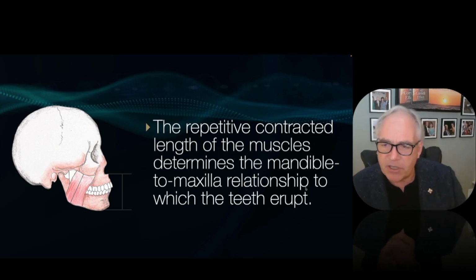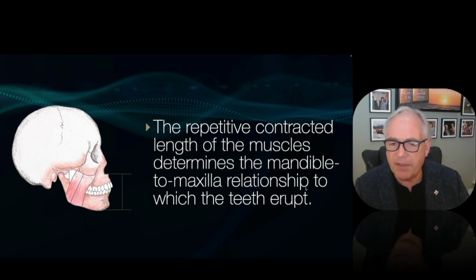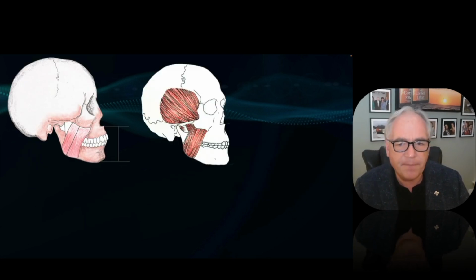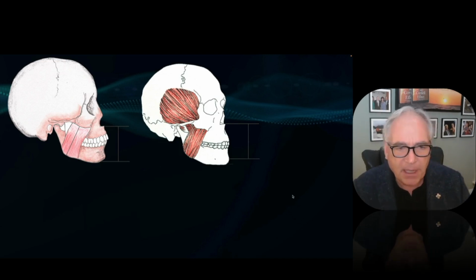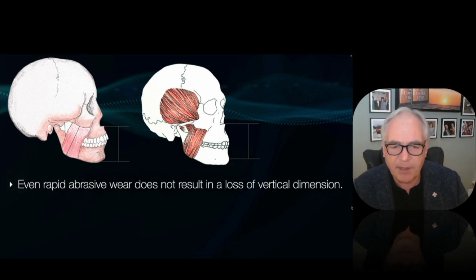So remember that the repetitive contracted length of muscles determines this mandible to maxilla relationship, and that relationship is going to be consistent over time. And one theory suggests that even in rapid aggressive wear, like we saw with Brian, you do not lose any vertical, which is shocking to some people. When I look at Brian, he definitely looks like he lost a little bit of vertical, but he may have always been like that. But the first thing that we'll just say, and there are some studies out there to show this, is that even rapid abrasive wear does not result in a loss of vertical dimension.